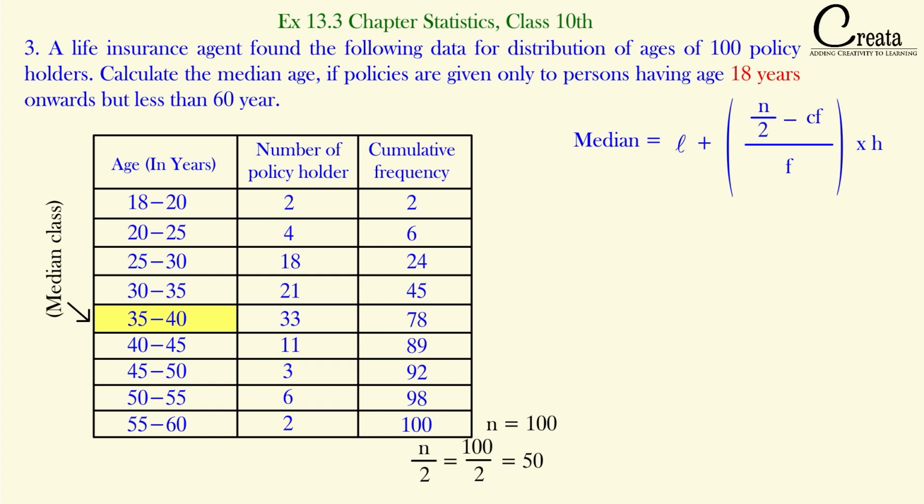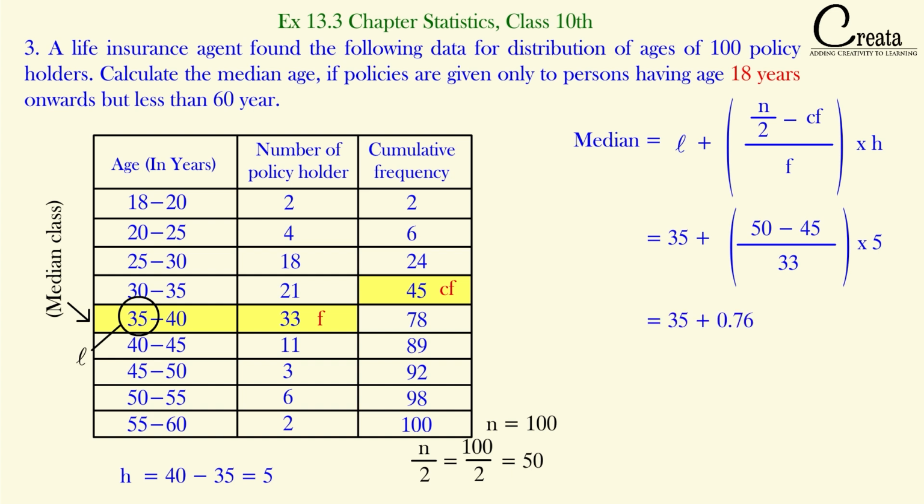Let's proceed further and identify the various components of the formula. L is the lower limit of the median class. Here 35 is the lower limit of the median class, which is L. And here 33 is the frequency of the median class, which is F. And what is H? H is the class size, which is upper limit minus lower limit. 40 minus 35, it is 5. And what is CF? CF is the cumulative frequency before the median class. So here 45 will be CF. We got all the components. Let's put all the values into the formula.